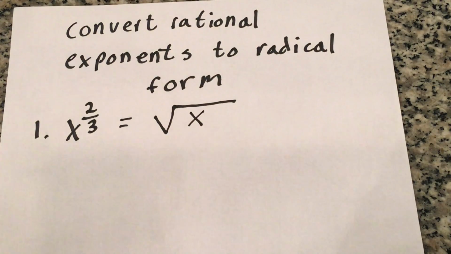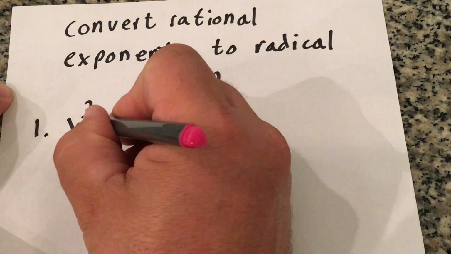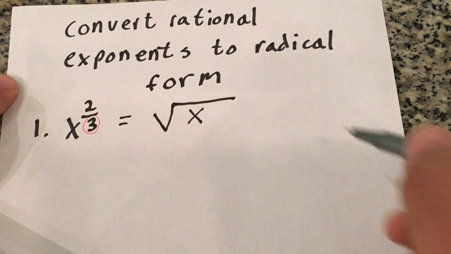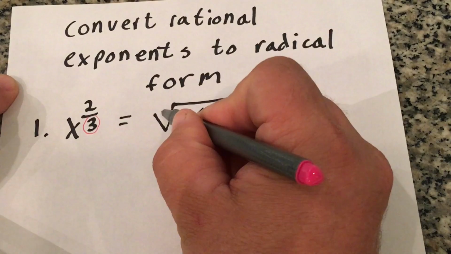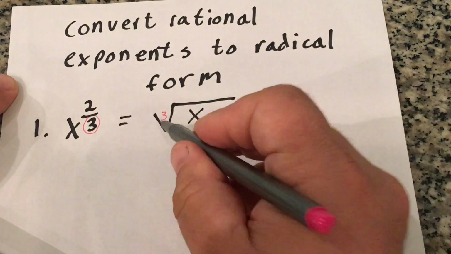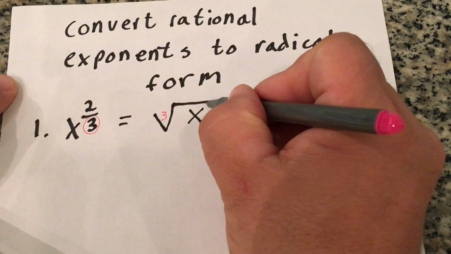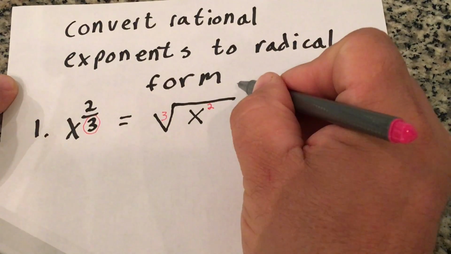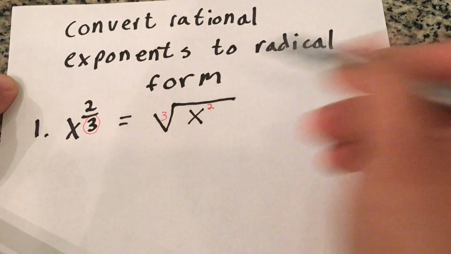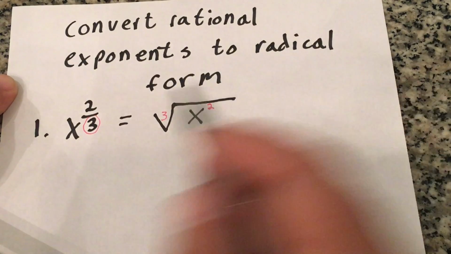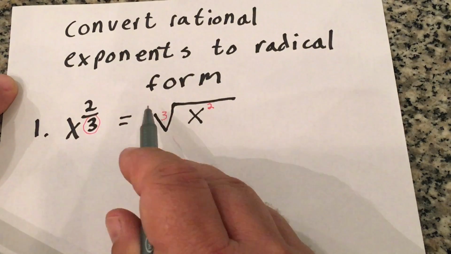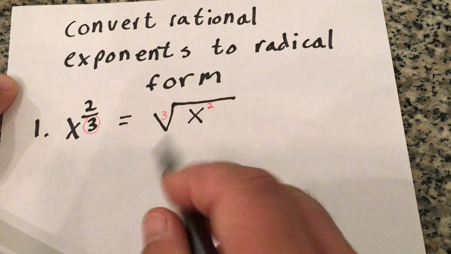Now I like to use this little memory mnemonic, and I'll ask myself, what's on the bottom? And notice that 3 is on the bottom, so I throw that 3 in this little bucket. That's actually called the index. And then the exponent can either go here or outside. I prefer to put it inside. Either one is correct. So that answer, written in radical form, is the cube root of x squared.